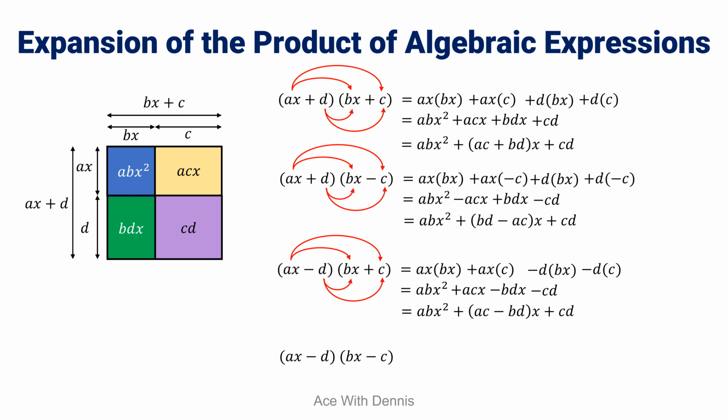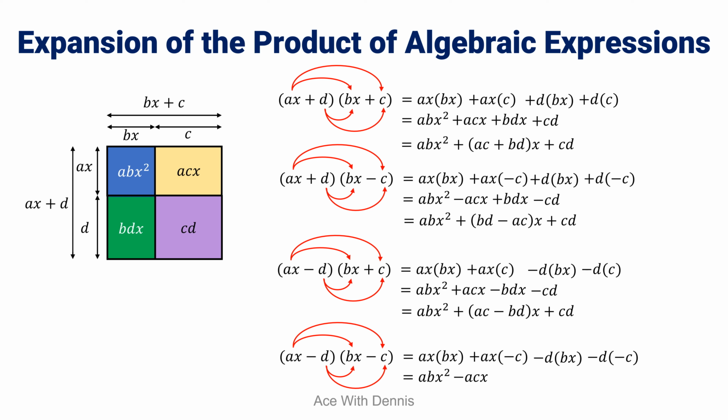Alright, so let's see one more example here. Ax minus d times bx minus c. So when I expand, ax times bx plus ax times negative c minus d times bx minus d times negative c. Simplify, we have abx squared minus acx minus bdx plus cd. Group the like terms together, we have abx squared minus bracket ac plus bd x plus cd.